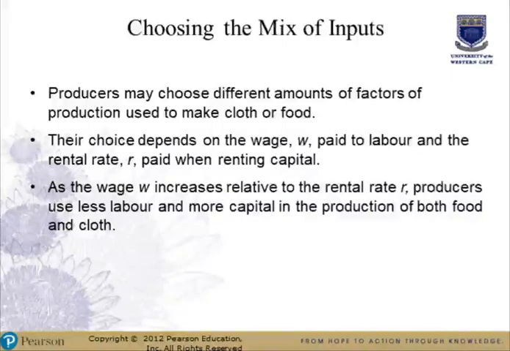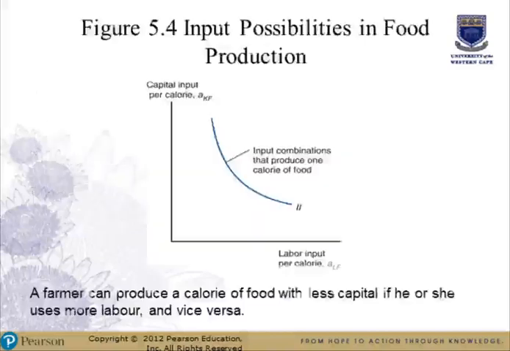Producers may choose different amounts of factors of production to produce a unit of output. For example, a firm can choose to be relatively more mechanized and employ fewer workers, or it can choose to employ more workers with fewer machines. This means the firm faces a trade-off between the use of capital and labor in the production process of one unit of a good. This input combination is illustrated in figure 5.4.